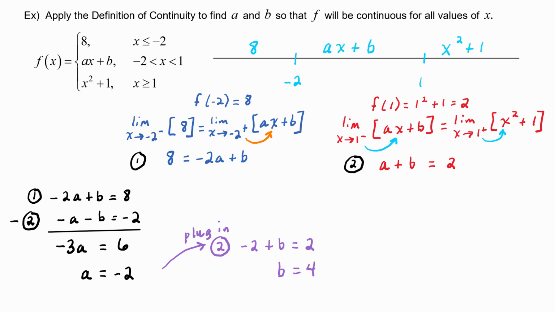So now we have found a and b so that this piecewise function will be continuous everywhere. So we have a equals negative 2 and b equals 4.